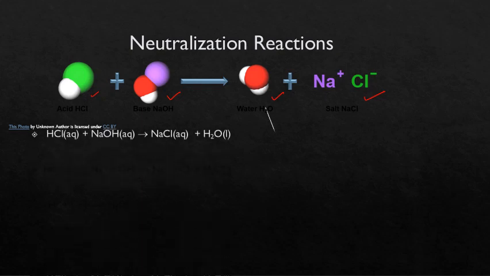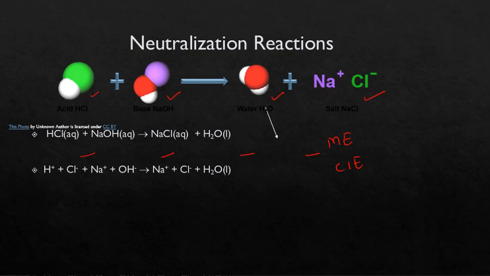Let's see. So HCl, the state of matter is aq, which is dissolved in water, with NaOH gives you NaCl, aq, and water, pure liquid. So this is our molecular equation, which is already balanced. You can see that. And now let us write the complete ionic equation.